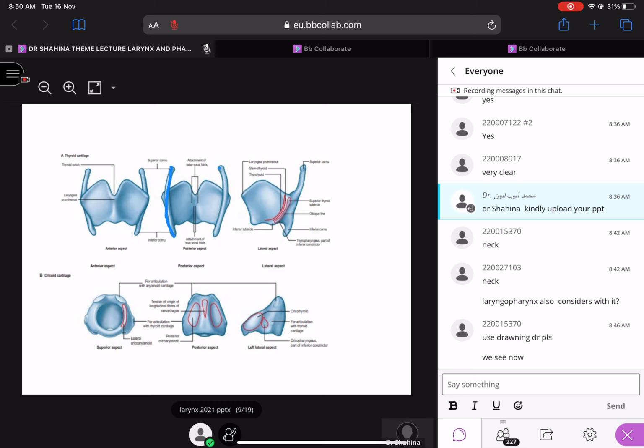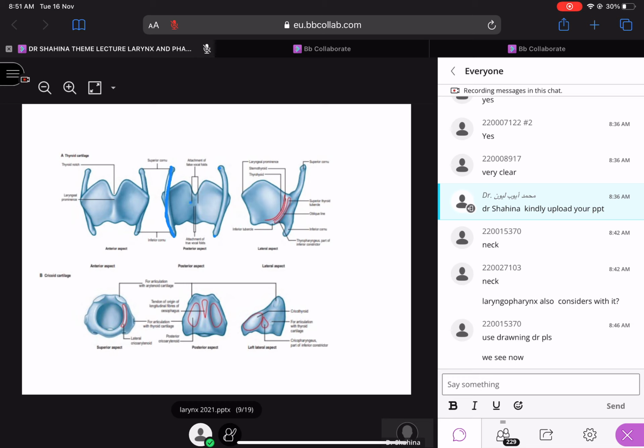And this is inferiorly presenting in the same way. So this is the inferior horn or the inferior cornu of the thyroid cartilage. Now here posteriorly, this is the inner surface, or you can also say it is the posterior surface. So here what you will see inside will be prominent areas.